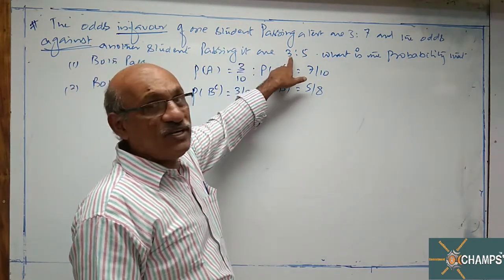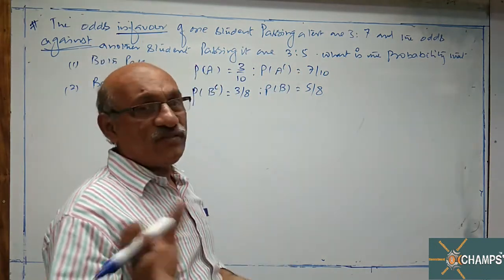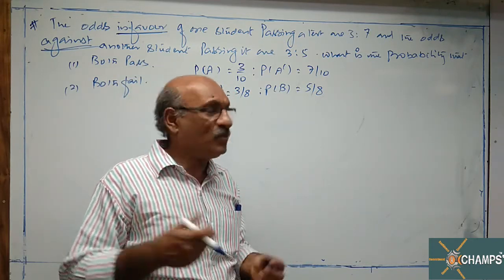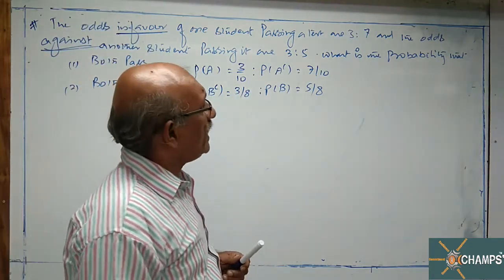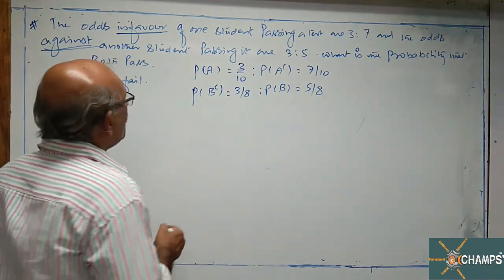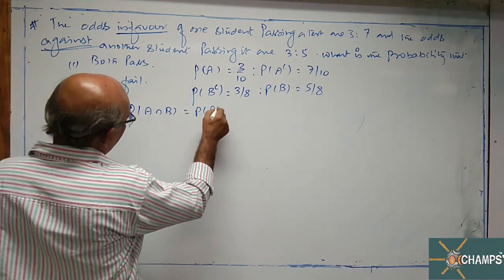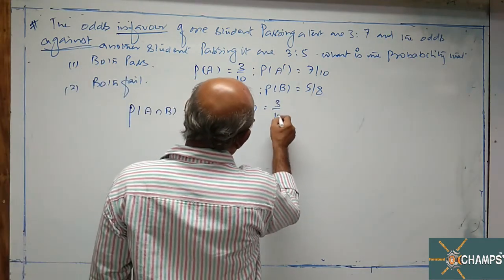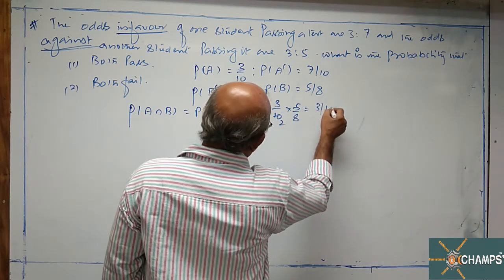The first number will always indicate what is given, odds against. So 3 cases are not supporting, 5 cases are supporting. Whereas for the first one, odds in favor, so 3 cases are supporting and 7 cases are not supporting. Now both will pass. These are independent events. You can write P of A into P of B, 3/10 into 5/8. 3/16 is the answer.